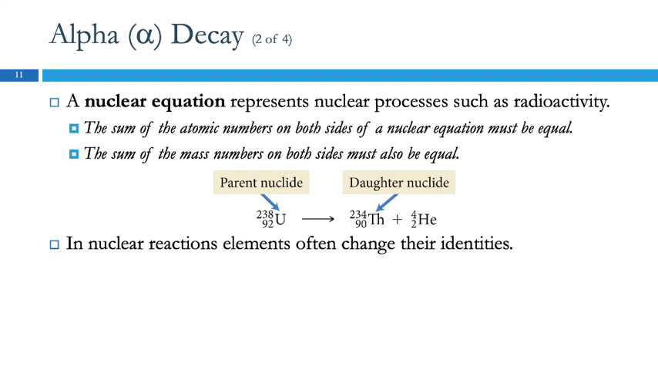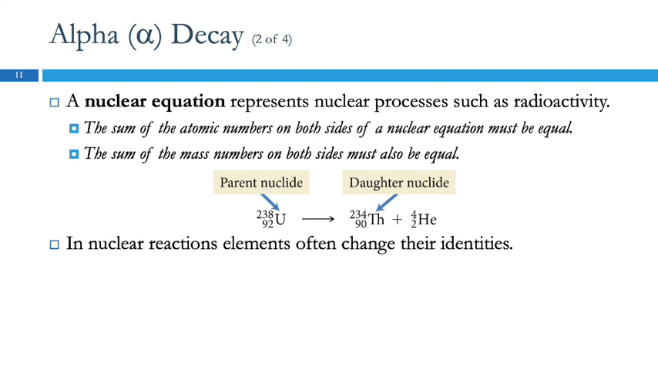We can write an equation to describe this, and these are called nuclear equations. They have a lot of similarities to regular molecular chemical equations, but there's some slight differences as well. So the sum of the atomic numbers on both sides has to be equal. The sum of the mass numbers also must be equal. So here we have uranium-238 decaying to form thorium-234. It's emitting an alpha particle.